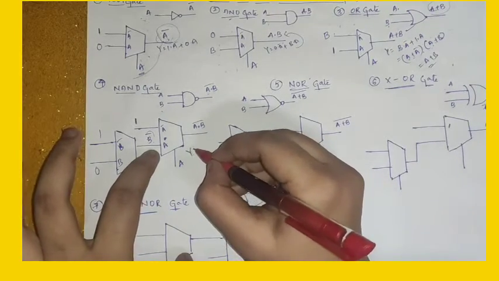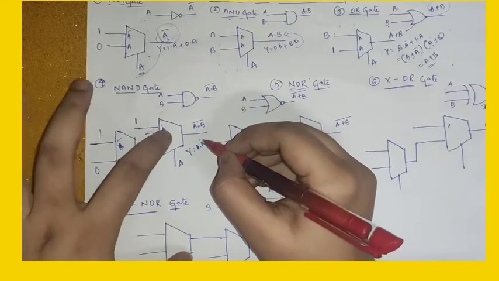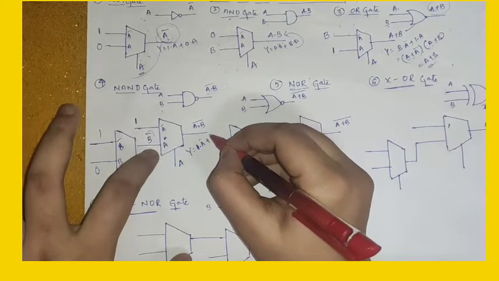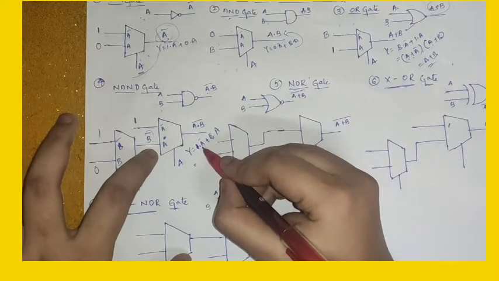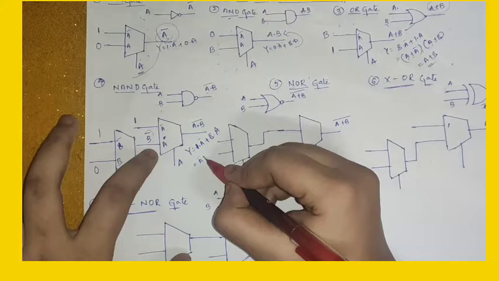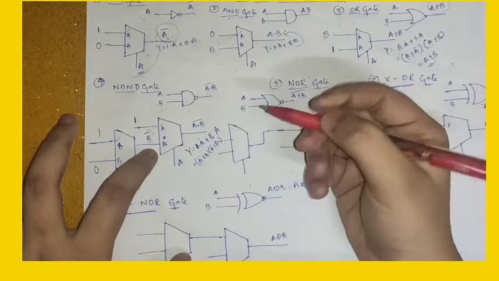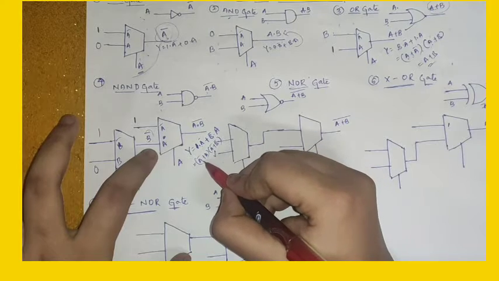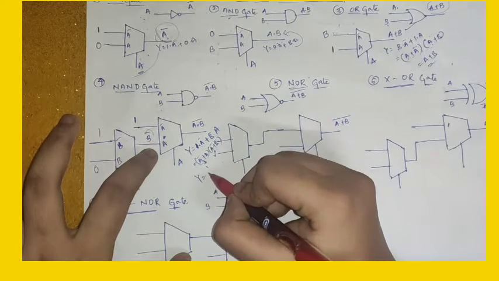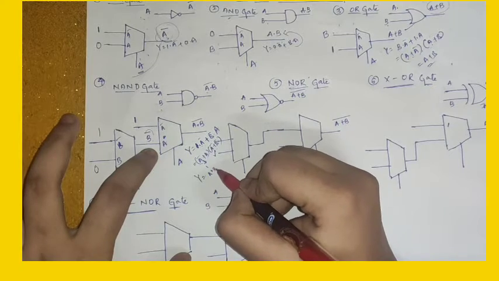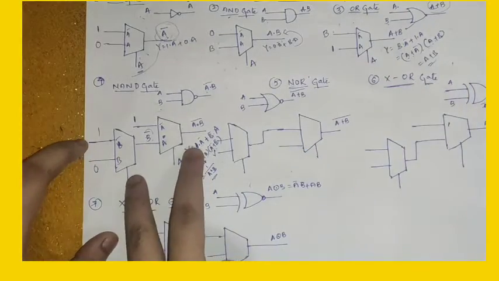If you write the output here, 1 dot A bar plus B bar dot A. If you see here, according to distributive law, this is nothing but A bar plus A dot A bar plus B bar. So according to De Morgan's, this is 1, right? According to De Morgan's law, Y is nothing but A bar plus B bar, which is nothing but A dot B whole bar. So in this way we get the NAND gate by using the 2 multiplexers.